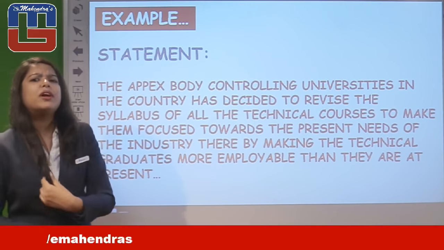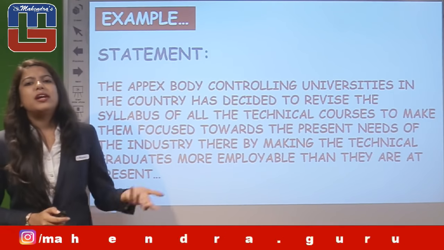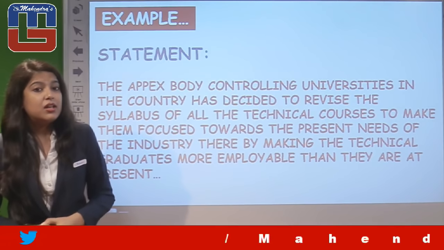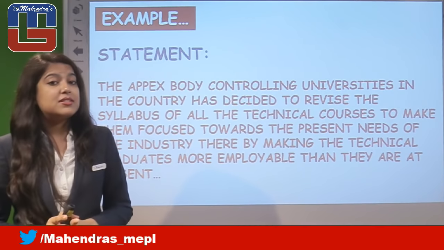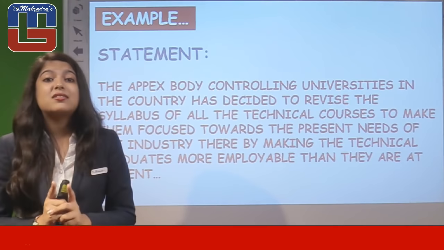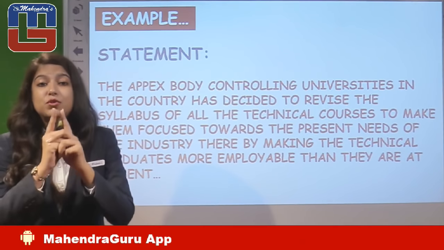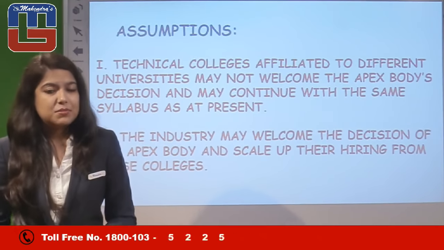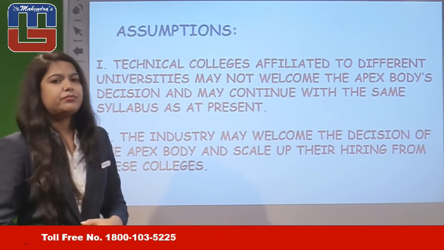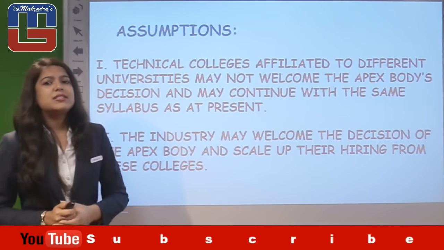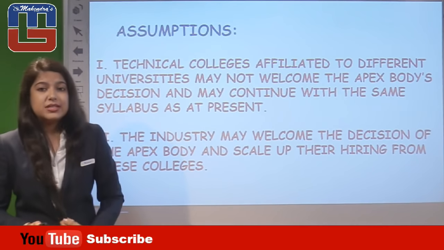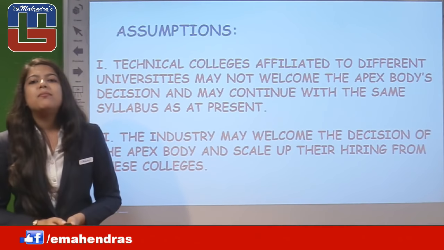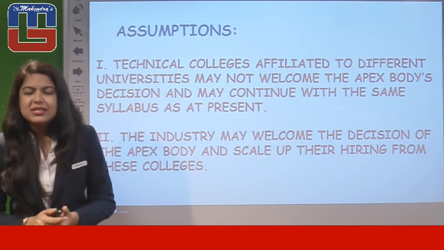So the statement is from the apex body controlling universities. That means some higher authority is declaring or giving a statement to us. Now what does this mean over here? They are actually designing a change pattern for the technical syllabus. Clear? So you have to imagine yourself as the apex body that is controlling the universities. You have to keep yourself in that place. Right? Now looking at the assumptions. First assumption: technical colleges affiliated to different universities may not welcome the apex body's decision and may continue with the same syllabus as at present.